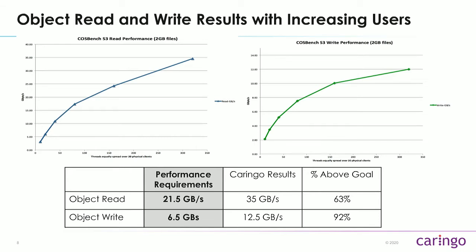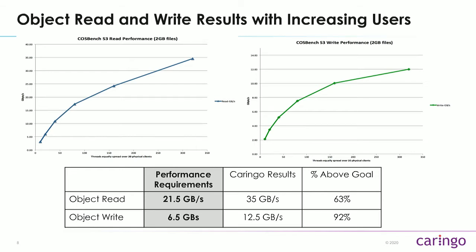The requirements were quite specific in this use case. There was about 21.5 gigabytes per second reads and 6.5 gigabytes per second in writes, and that's gigabytes, okay, not gigabits, gigabytes. So Caringo Swarm provided 35 gigabytes per second on reads and 12.5 gigabytes per second on writes. As you can see, we were way above the goal.